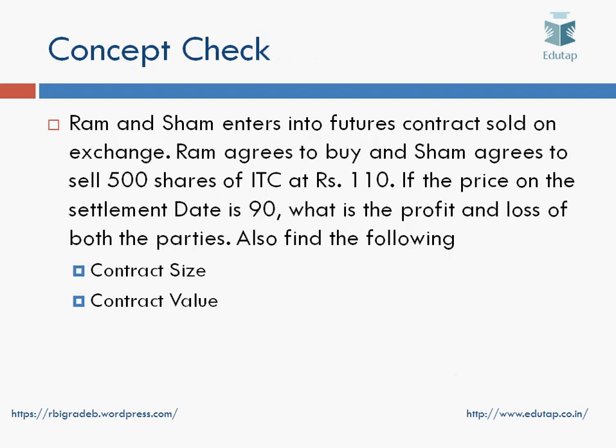Now let's do a concept check of what we have learned in this futures video and earlier in the forwards video. Now Ram and Sham enter into a futures contract sold on the exchange. Ram agrees to buy and Shyam agrees to sell 500 shares of ITC at 110. If the price on the settlement date is 90, what is the profit and loss of both the parties? In this case we also have to find the contract size and the contract value.